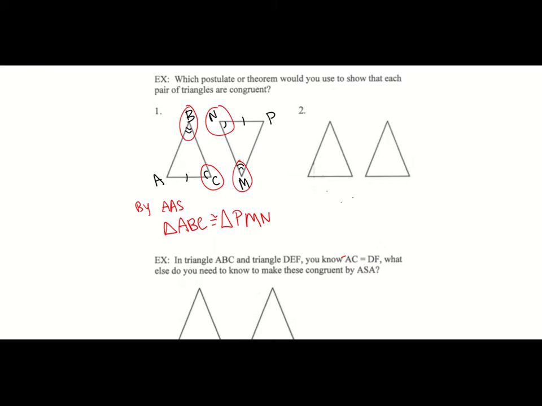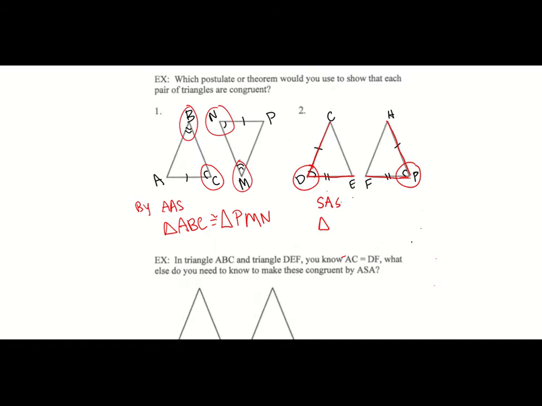Okay, let's look at number 2. Number 2, we have D, C, E, F, H, P. And our given information in this case is this angle matches this angle. These two sides are congruent, and these two sides are congruent. So here we have two sides that are congruent on both triangles, and both of those sides on both triangles come together at our congruent angle. So that means our angle is going to be in the middle of our two sides. We have side, angle, side.